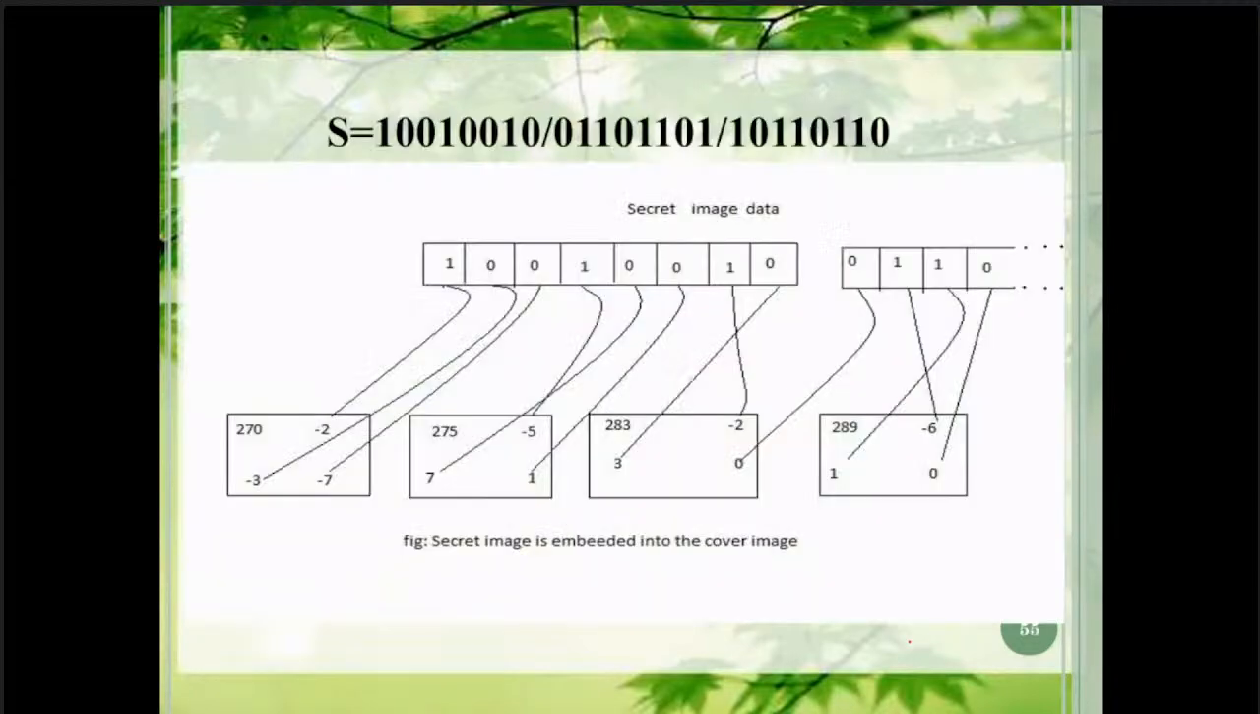So now embedding. Suppose this is the frequency component I have generated after the transformation, and I am embedding into this. With LSB embedding, if I embed 1, it will be minus 1 instead of minus 2. So I have embedded it, and then after embedding I shall go for inverse transformation.